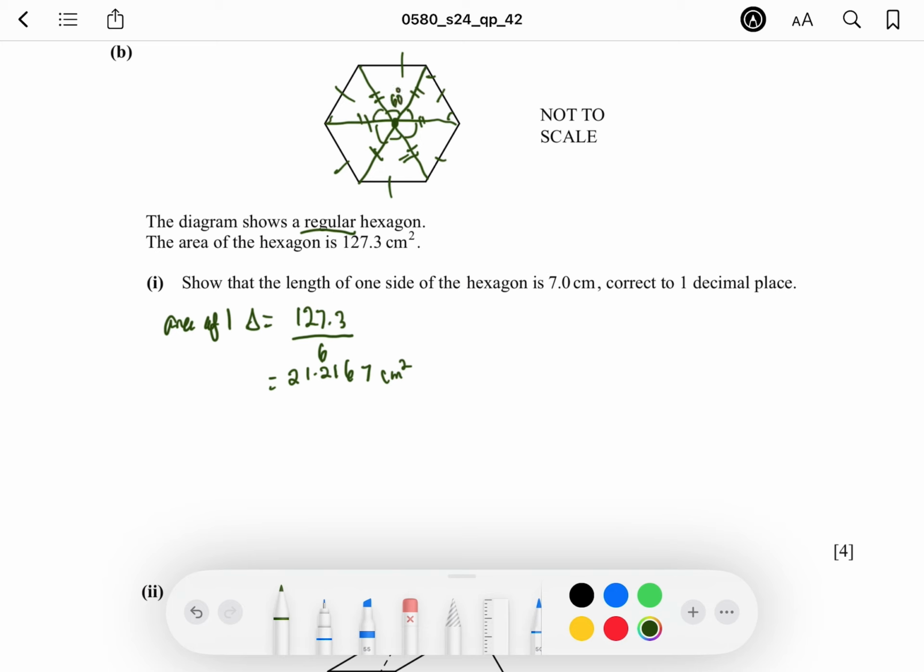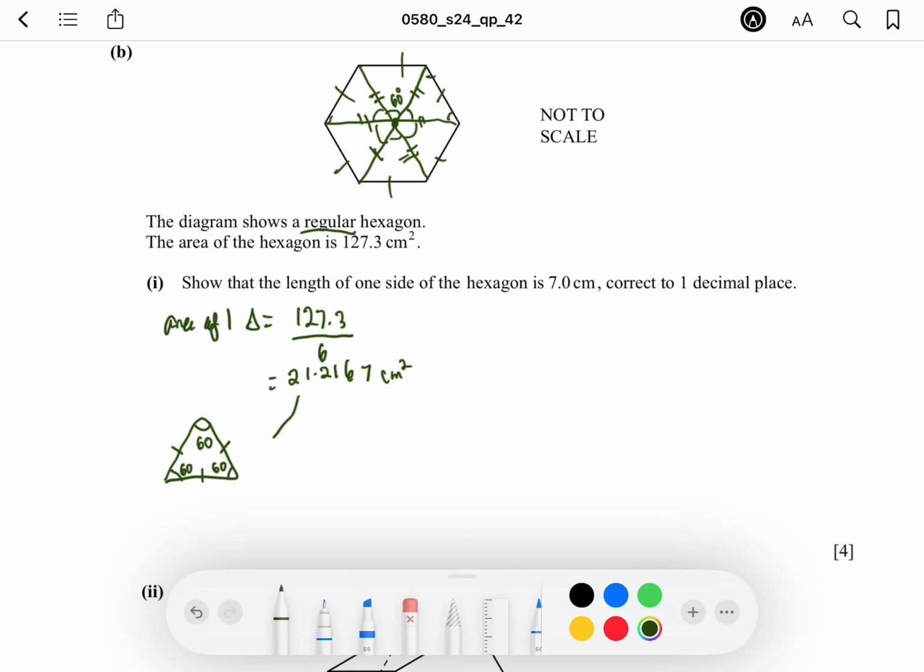I don't know if it helps, but now this will tell you that this angle is 60. And we know these two sides are equal. Because of these equal sides, we know that these two angles are equal as well, which means both of these are 60 as well. And that will tell us that this triangle is an equilateral triangle.